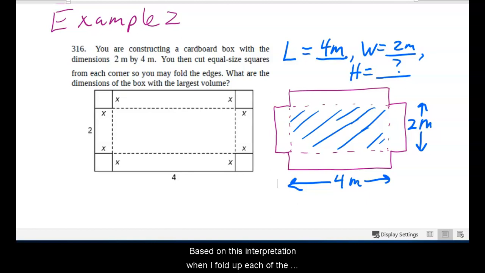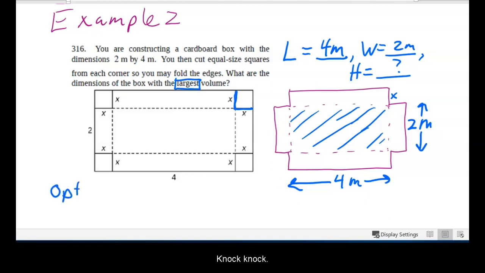Based on this interpretation, when I fold up each of the corners of the box, this X measure, which only applies to that length and that length there, becomes the height of the box. In other words, H is X, and we need to find X. So if we're going to do that, we need a formula for volume. The key word here is largest. Largest means optimize the volume or maximize volume.